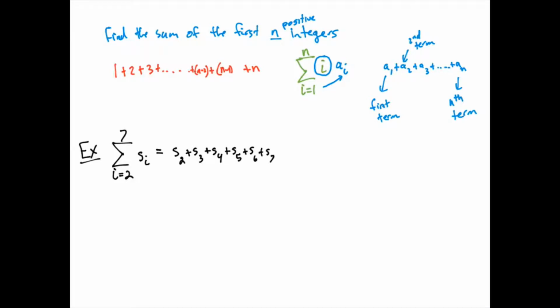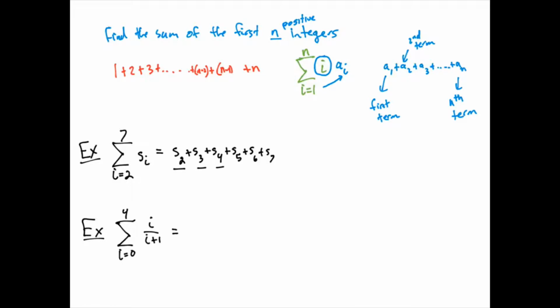Now we don't know here what s is, but this is saying add the second term plus the third term, fourth term, and so on. Another one here, I wrote sigma, of I equals 0 to 4 of I over I plus 1.